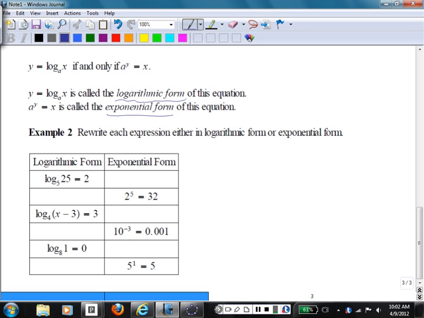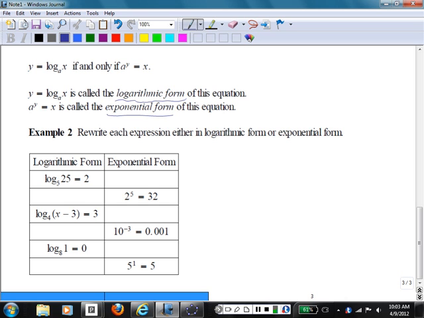Since the two are equivalent, and since sometimes one is a little easier to work with than the other, particularly when solving an equation, we'd like to be able to go back and forth. If I give you an equation in logarithmic form, I'd like you to be able to put it in exponential form. If I give you an equation in exponential form, I'd like you to be able to put it in logarithmic form. It can be helpful in solving an equation.